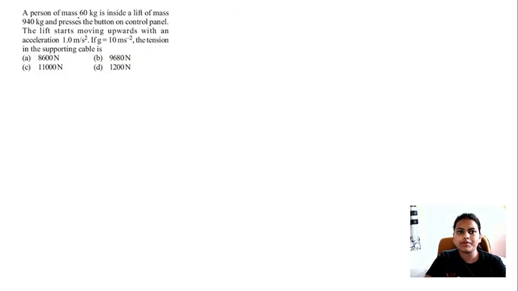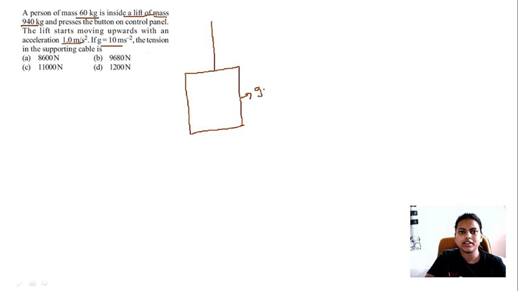A person of mass 60 kg is inside a lift of mass 940 kg and presses the button on the control panel. The lift starts moving upward with an acceleration of 1 meter per second square. g is 10 meter per second square. The tension in the supporting cable is? So this is an elevator, and the mass of the elevator is 940 kg, and the person standing in it has a mass of 60 kg.